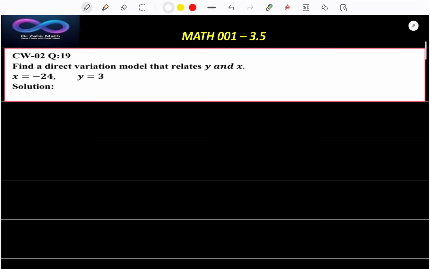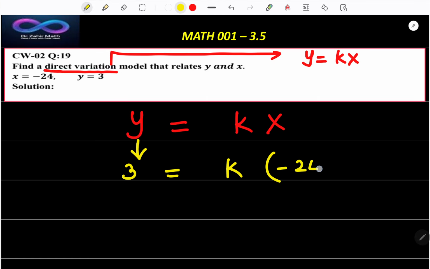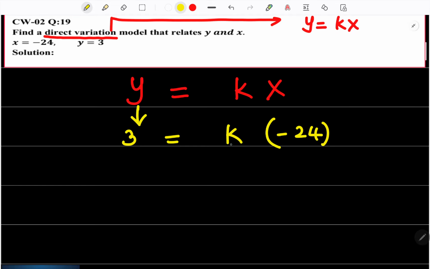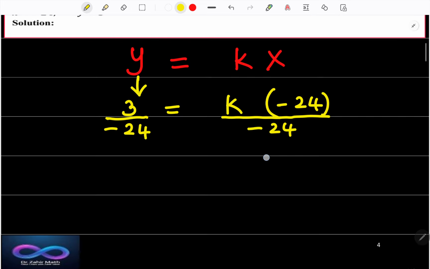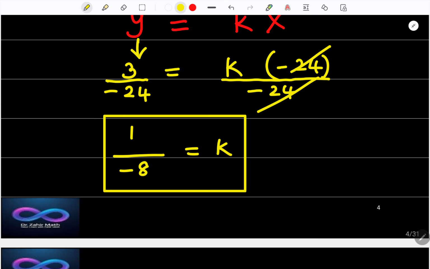Next question is again find the direct variation. So look here, direct variation. It means y equals kx. Keep it in your mind. So I'm going to write y equals kx. What is the value given for y? 3 equals k times the x value given, negative 24. I want to find k, so I divide by negative 24 on both sides. The 24s cancel. One 3 is 3, eight 3s are 24. So k is equal to negative 1 over 8.